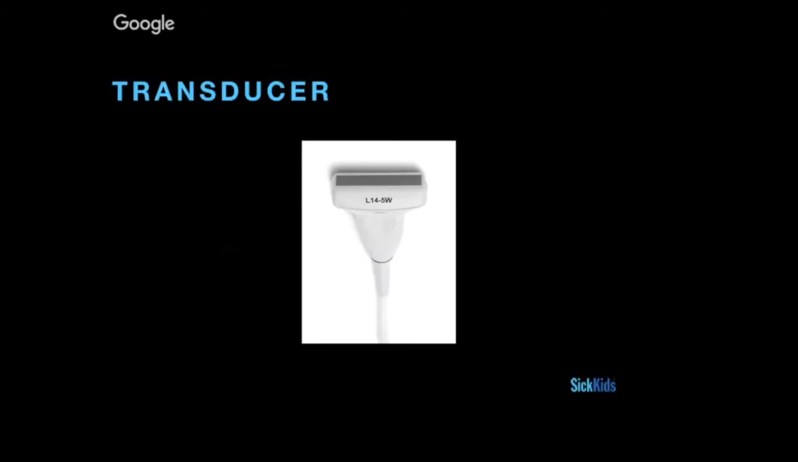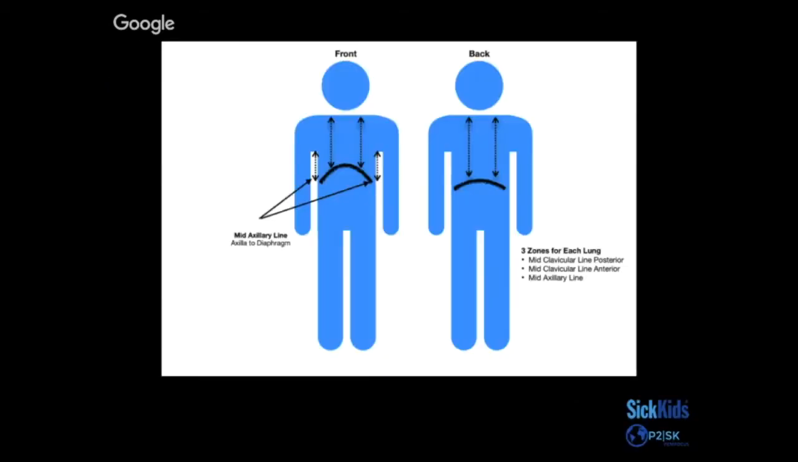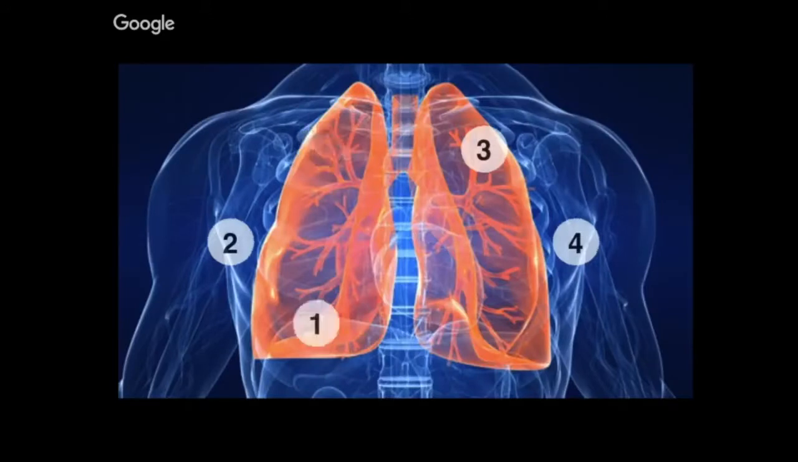The transducer of choice in pediatric lung ultrasound will be a high-frequency linear transducer. We'll obtain 3 zones for each lung for a total of 6 views. So the anterior mid-clavicular line, the mid-axillary line, and the posterior views between the scapula and the spine. Using the linear transducer, you would scan in a longitudinal orientation into 6 views, as shown there.